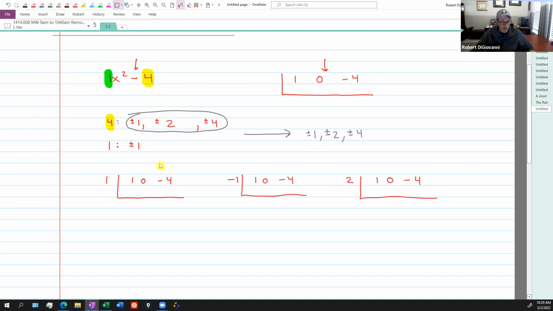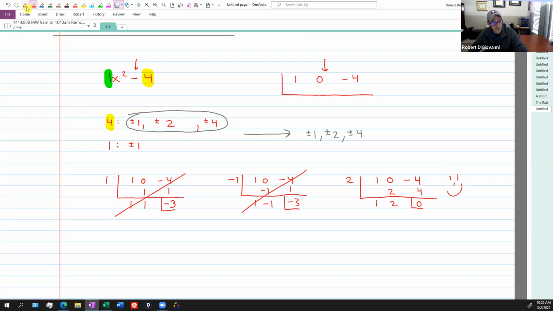I'm starting with 1, put a 1 out here, bring the 1 down. 1 times 1 is 1, bring 0 plus 1 is 1, 1 times 1 is 1, and then add down, we get -3. Doesn't work. Try -1, bring the 1 down, multiply -1, add down -1, multiply +1, add down -3. I know I'm going fast, okay? Here, bring down 1, that's a 2, add down 2, 2 times 2 is 4, there we go. It worked.